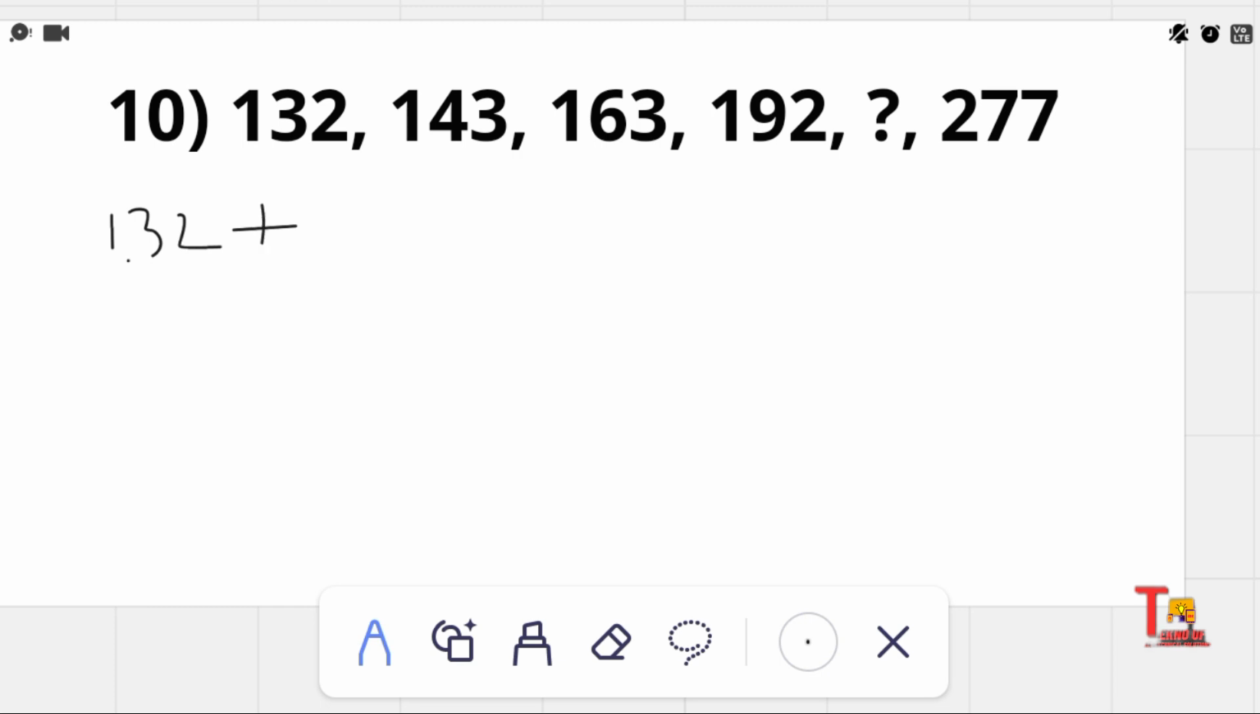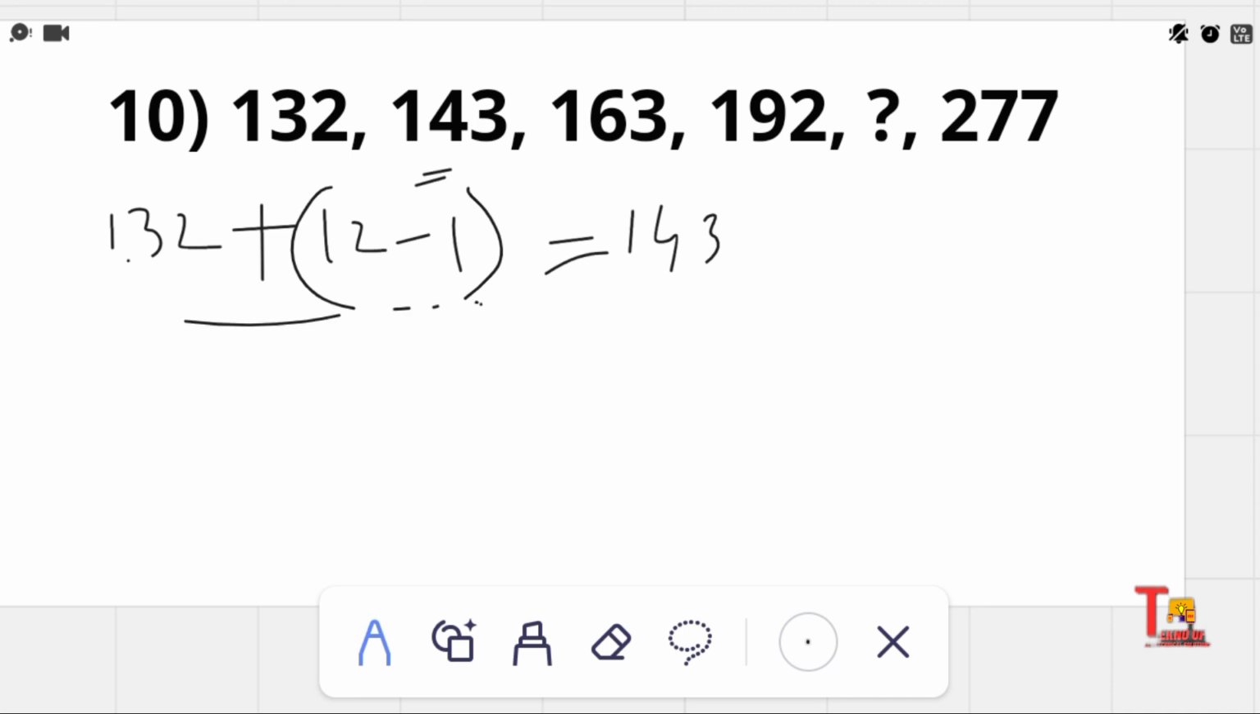132 plus 12 minus 1, then it will be 143. You have to actually calculate how the next number is coming. I calculated that number and we got this logic should be imposed so that 143 comes, right? So in the next line, how did 163 come? If we do this numerically, 143 plus 22 minus 2, that is 20 plus 143 is equal to 163.